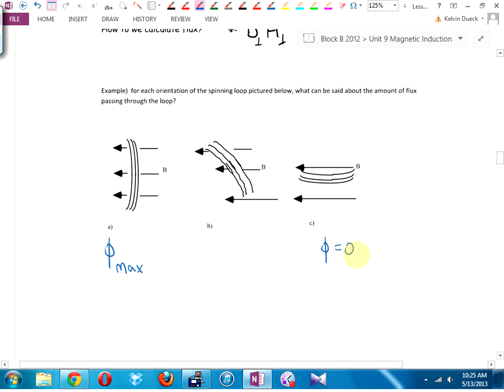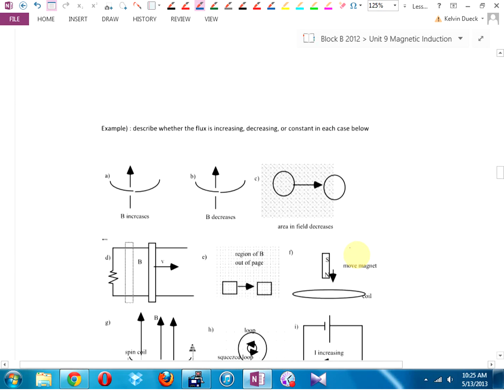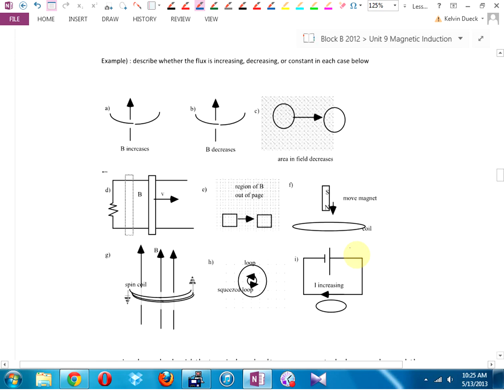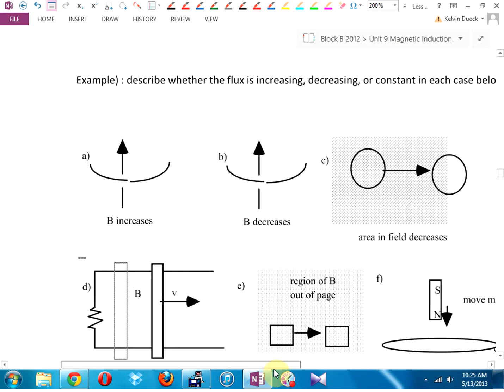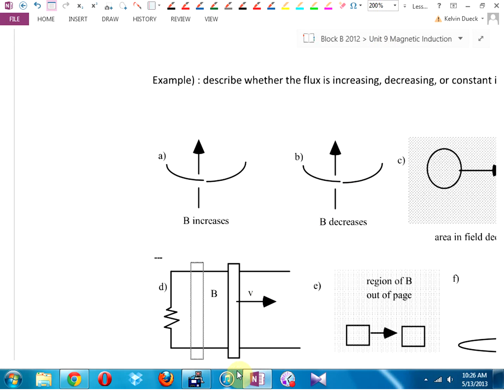And I hope you can see what we're starting to do now is we're starting to relate something spinning like a coil to what we did last lesson, which was just sliding a bar sideways. We're finding a way to somehow start to combine those concepts. Next page. So we want to describe whether the amount of flux is increasing, decreasing, or constant in each case. Let's remind ourselves that flux equals magnetic field times area, as long as they're perpendicular to each other.